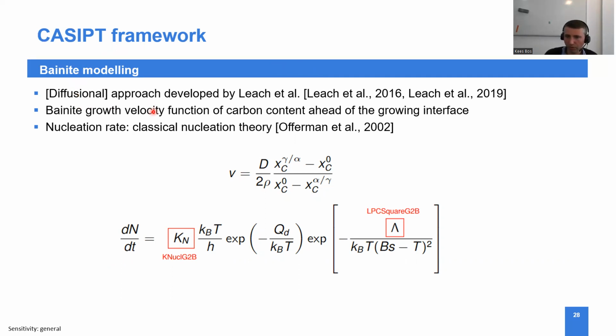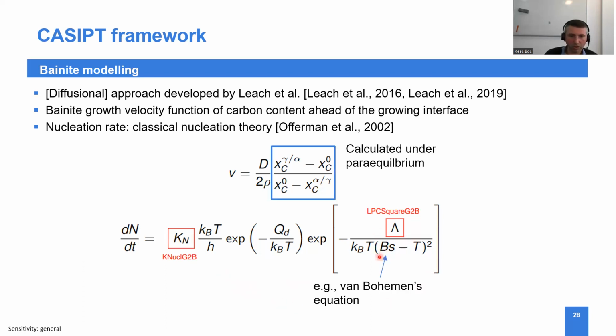So if you have previous ferrite formation, which locally increases the carbon concentration there, it will affect how bainite is growing there. And we see a similar expression for the nucleation rate as we saw for the ferrite, but of course now we no longer have the A3 temperature, but we can use the bainite start temperature, for example, with the work from Van Bohemen there. And for the calculation of these interface concentrations, we do this under para-equilibrium.